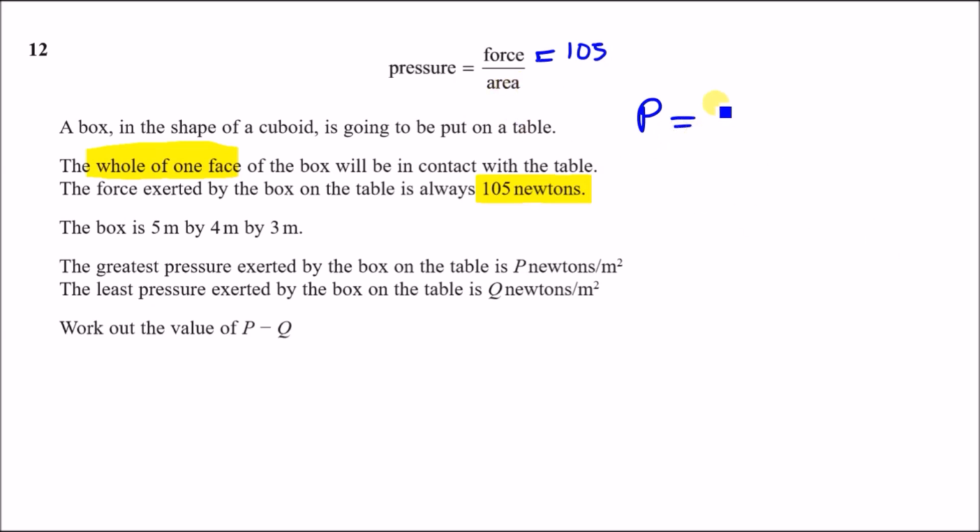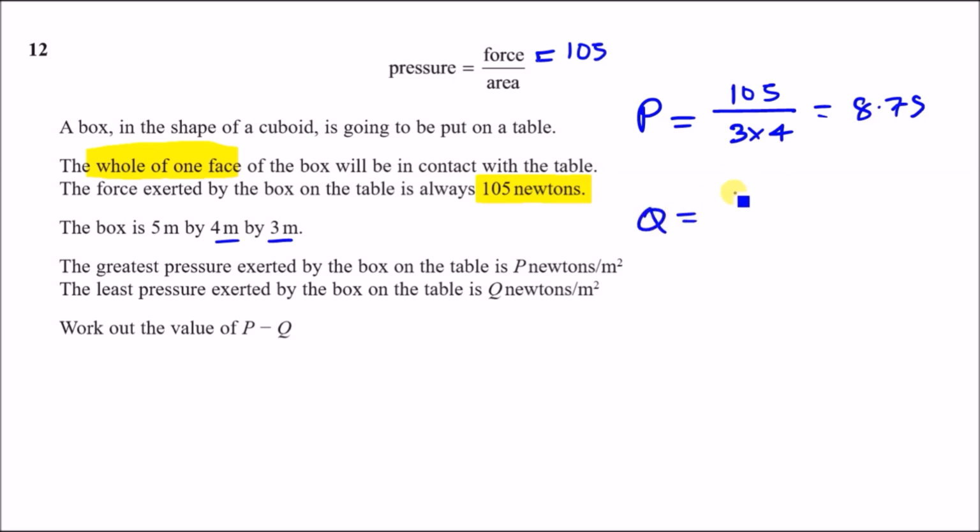It's going to be the force, which is 105, over the area. Now the area depends, so we need to think about what would give us the greatest value. Well, to get the biggest value, you need to get the smallest possible denominator, because a big numerator divided by a small denominator will give us a really big answer. If this value is big here, then you're going to get a smaller result. So the smallest area I could think of would be 3 times 4. Okay, when you do that, you should get a result of 8.75. Okay, so this could be the greatest pressure.